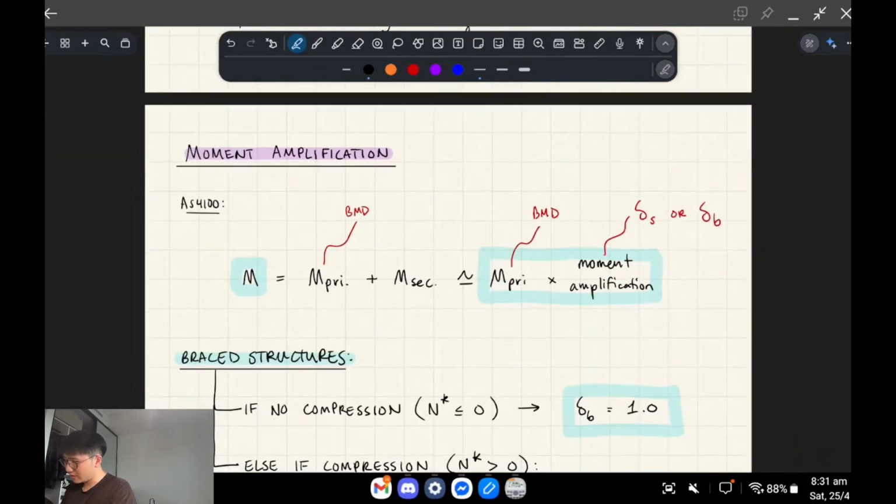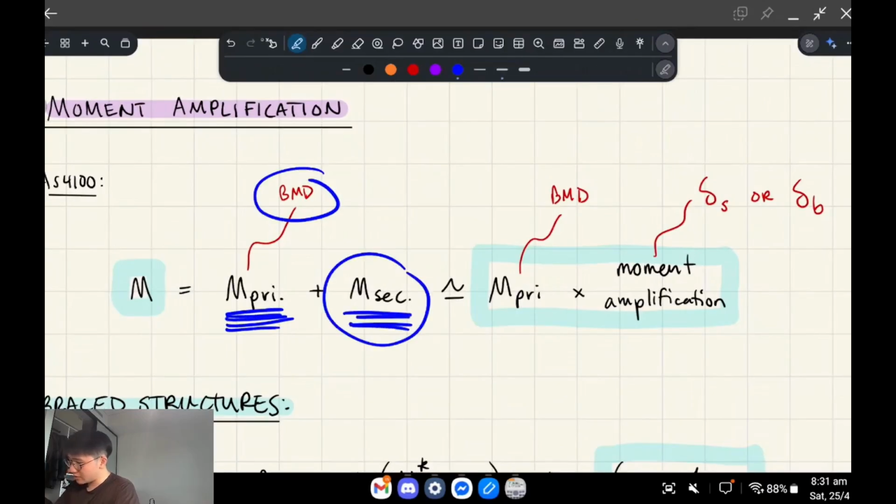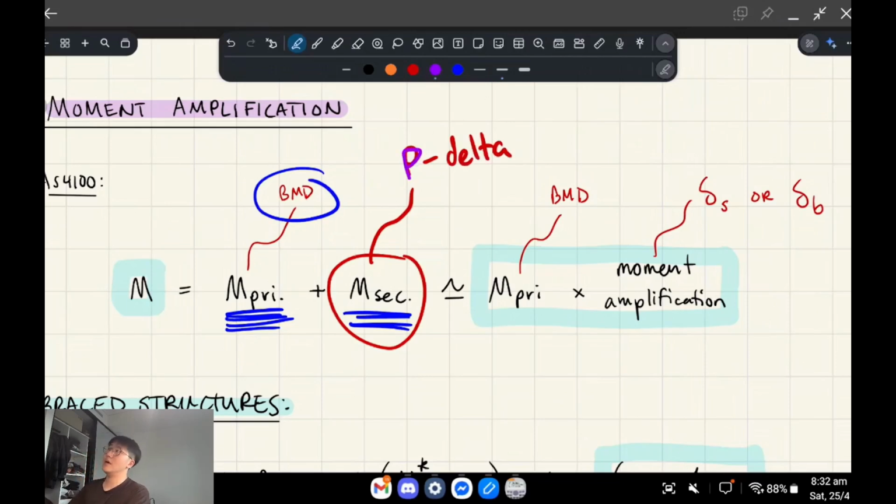So the way that we account for this, just recapping from what I said a little earlier, the primary moments are from the actual forces themselves, so this is your bending moment diagram stuff. The secondary moments are induced through that eccentricity or the offset, and it's different depending on if you've got a sway versus a braced frame. So these are due to P delta effects, right? P standing for a point load or an axial force, and delta being how much it is offset or moves.